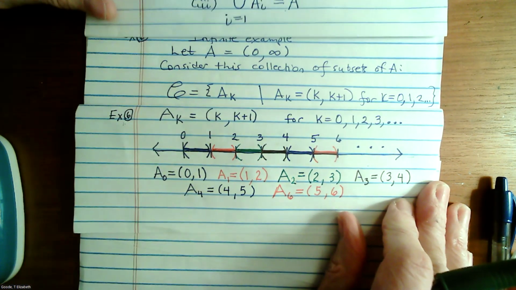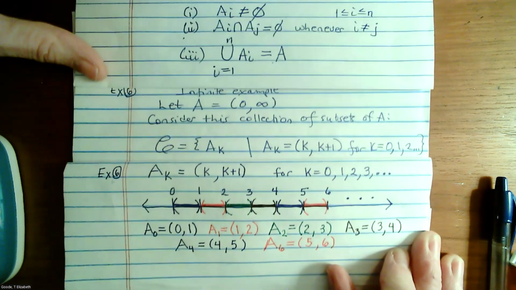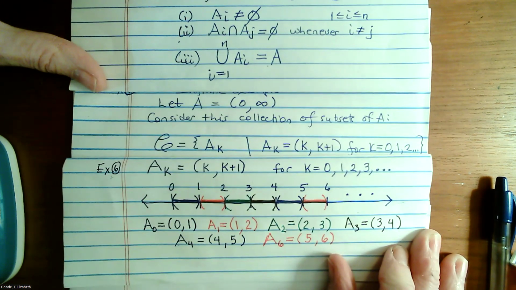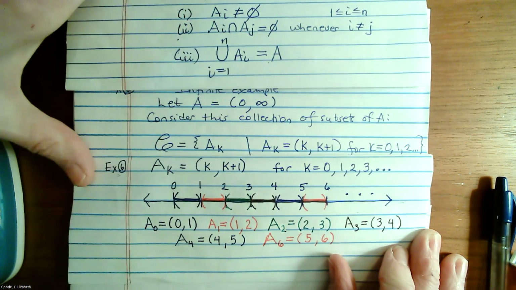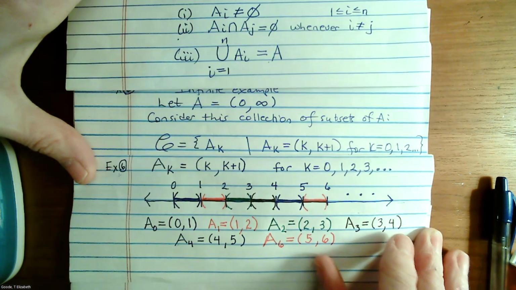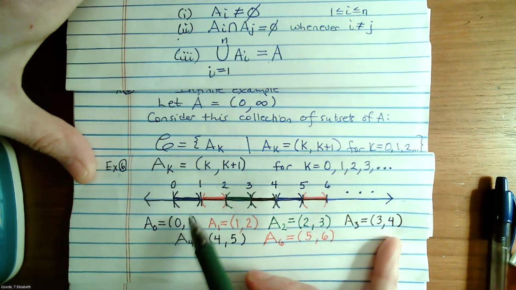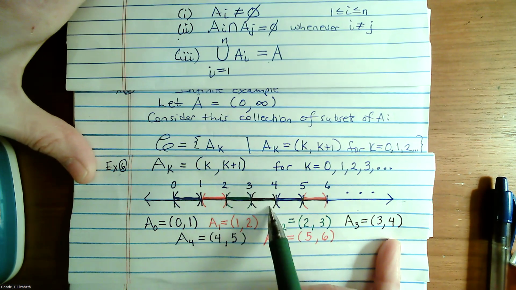All right, so let's check. First thing that needs to be true is each A, we're going to check each of the three properties. Is each A sub i not empty? Yes. Each A sub i has a number in it.